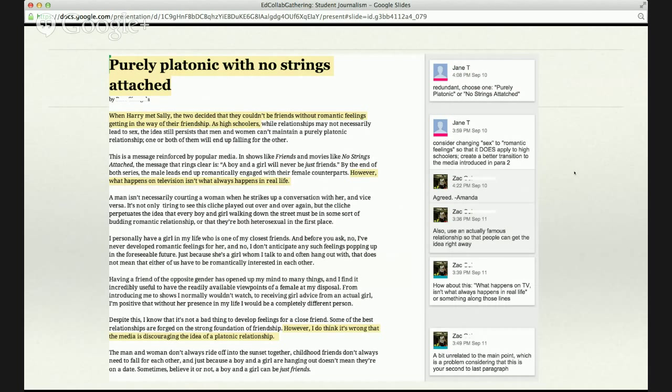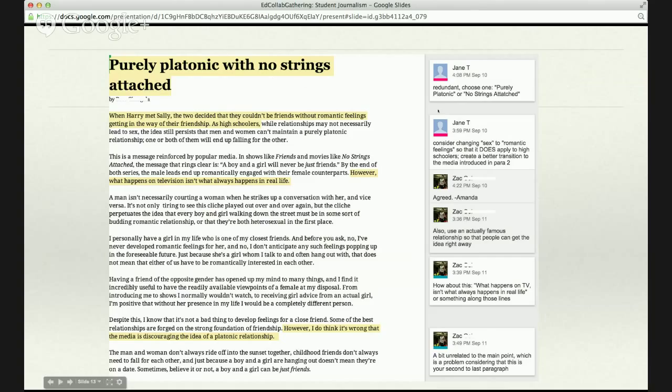Here's an example. Again, this is high school, so the topics are going to be more advanced, shall we say, than those of middle school or elementary school. This is an opinion piece on how you can have platonic relationships in high school. And here are my editors on the side just arguing and advising about the real specific language of this piece and how to make it as good as it can possibly be.